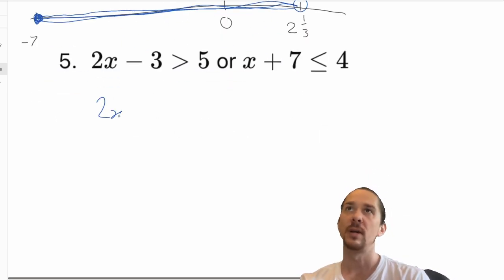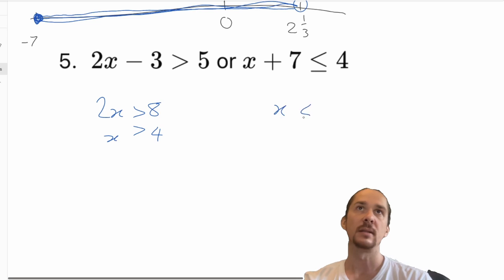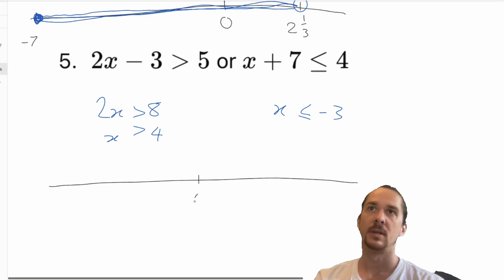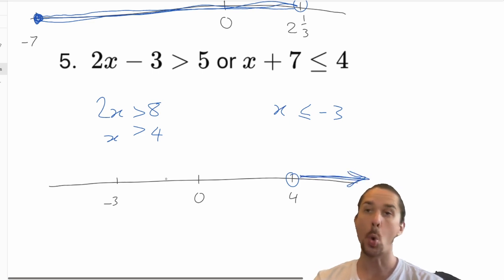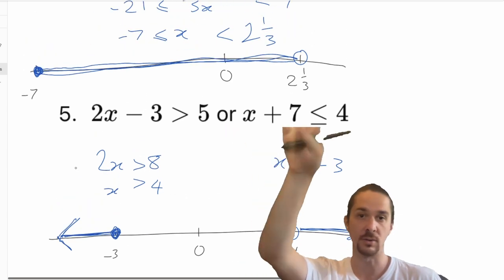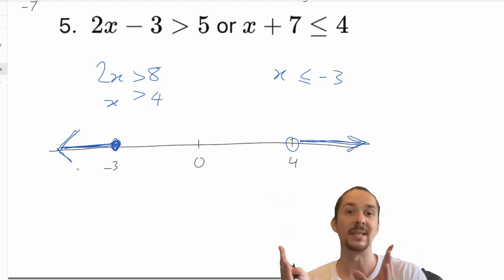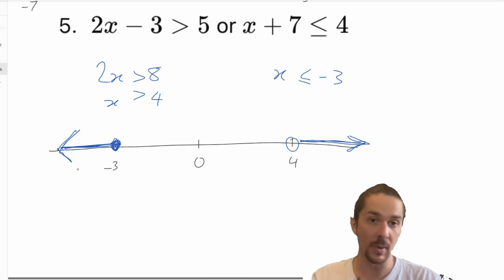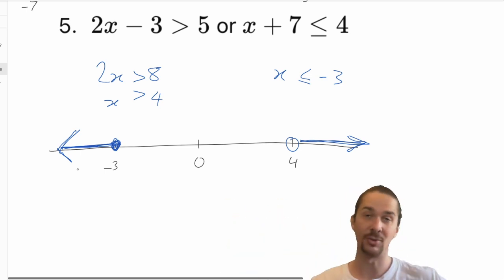So 2x is greater than 8, x is greater than 4, and then here x is less than or equal to negative 3. So this is a really interesting one because here we have something kind of different. If I mark in 0, 4, negative 3, what we actually have here is that x is above the 4 or x is equal to or less than the negative 3. So in fact, instead of having one part of the number line where our answers must exist, now our answers must exist in one of two parts of the number line. Or to flip it around, we could say there's one part of the number line where our answers cannot exist.